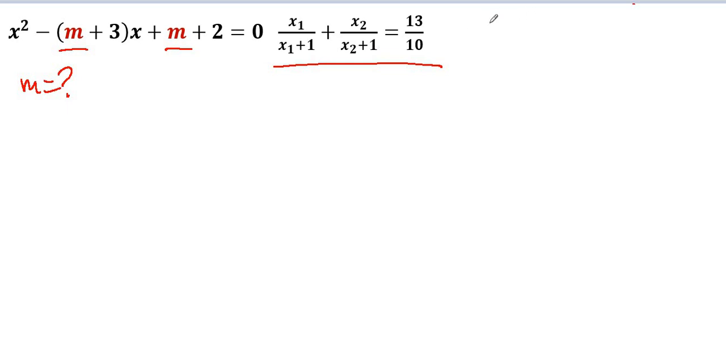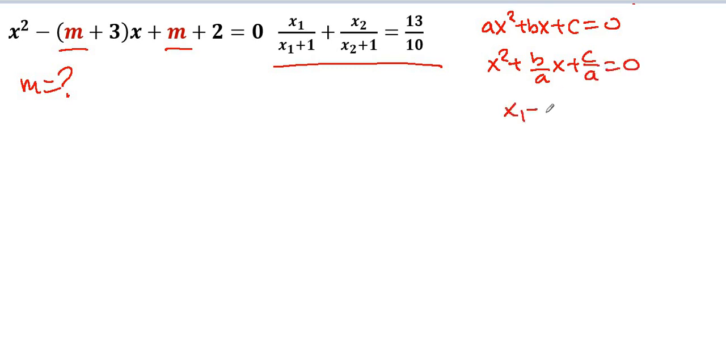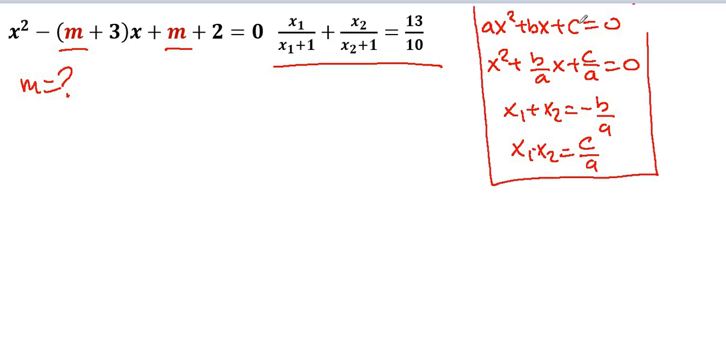If we have an equation such as ax squared plus bx plus c is equal to 0, then let me first of all divide all sides by a to get x squared plus b over a times x plus c over a is equal to 0, and the sum of the roots always is equal to minus b over a, and their product is equal to c over a. So using this formula we can easily find the value of m.